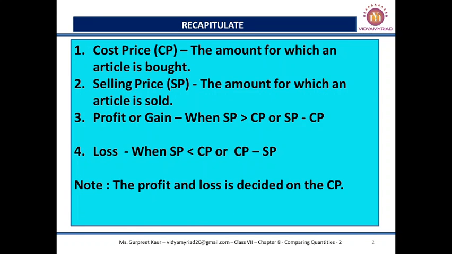Let us first find out what is CP and what is SP. Cost price, you will be hearing cost price a lot of times, is the amount for which an article is bought. SP, the selling price, is the amount for which an article is sold.